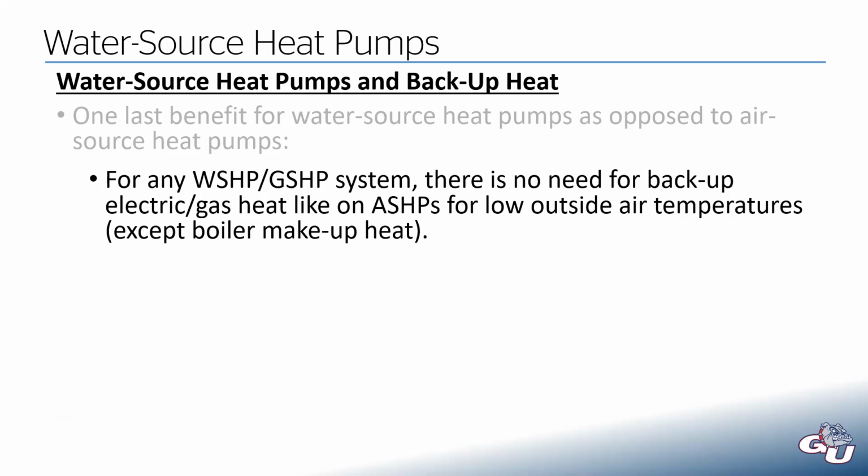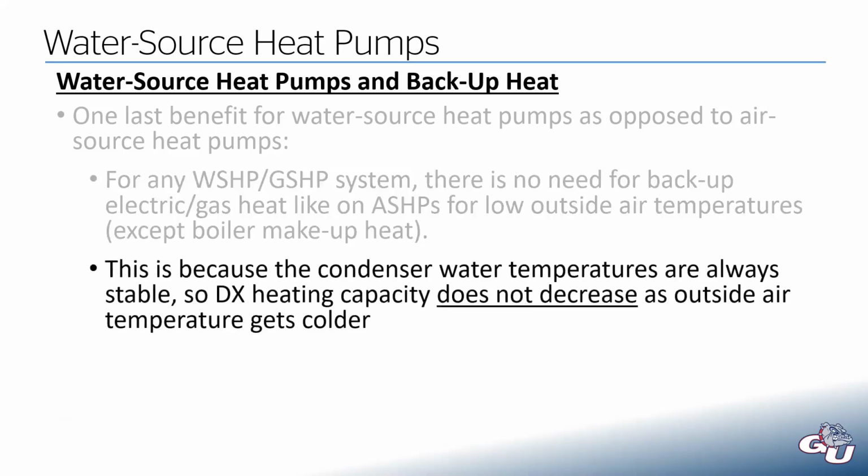For a water source or ground source system, we don't need those backup heating sources, except, important note, the boiler makeup heat. But that's a little bit different in how we're describing backup heating systems. So the reason we don't need it with these types of systems is our condenser water temperatures are always at a stable place. They're always in that range of, say, 50 to 80 degrees. It doesn't matter how cold it is outside, the condenser water temperatures are always stable. And so the heat pump capacity will not go down as outside air temperatures get colder, because our heat pumps aren't really looking at outside air temperatures. They're looking at what is the condenser water temperature, because that's where they are rejecting the heat. They don't care about outside air. They just care about the condenser water.